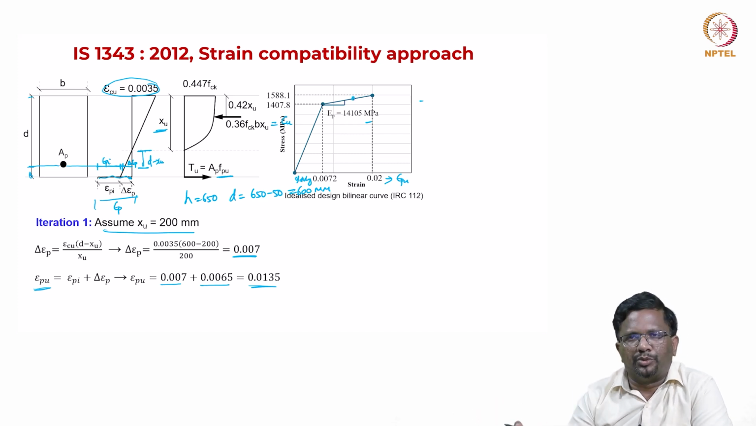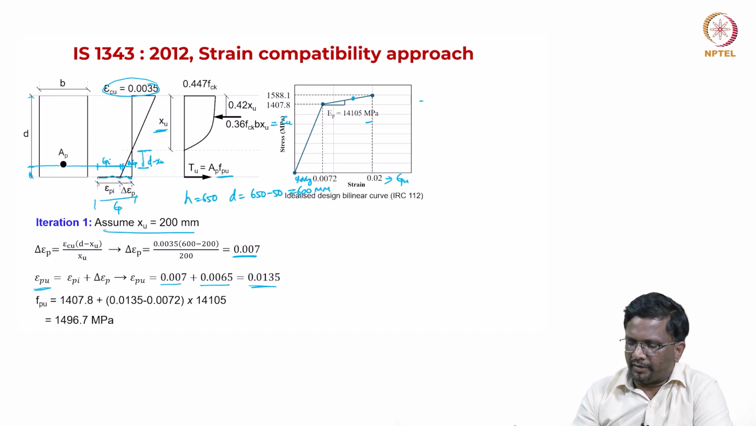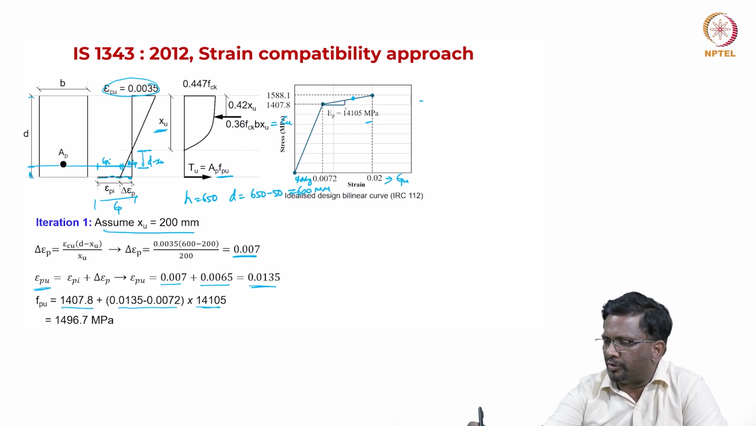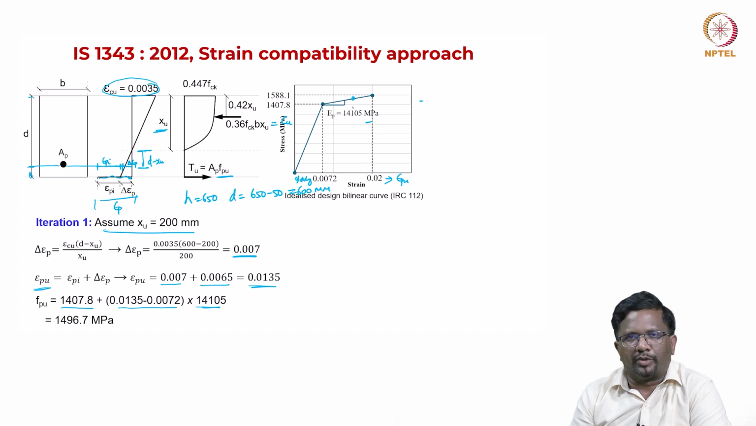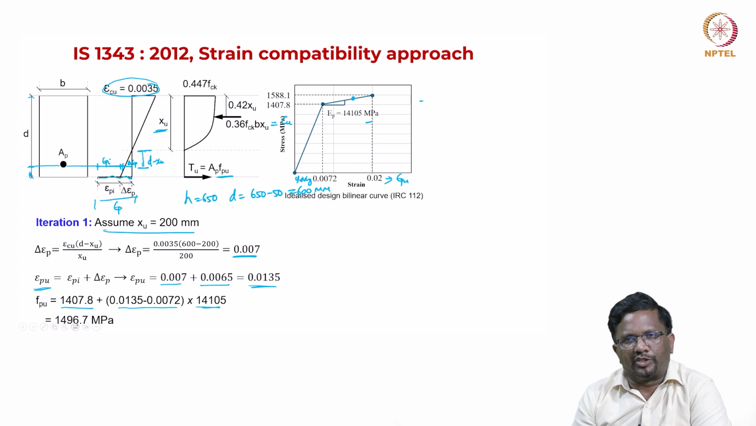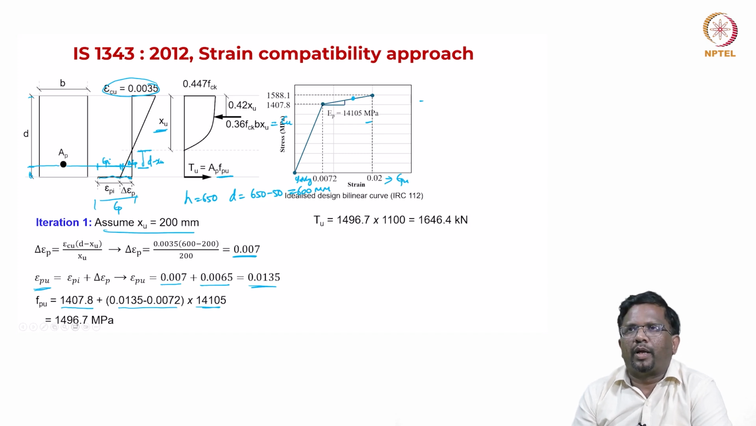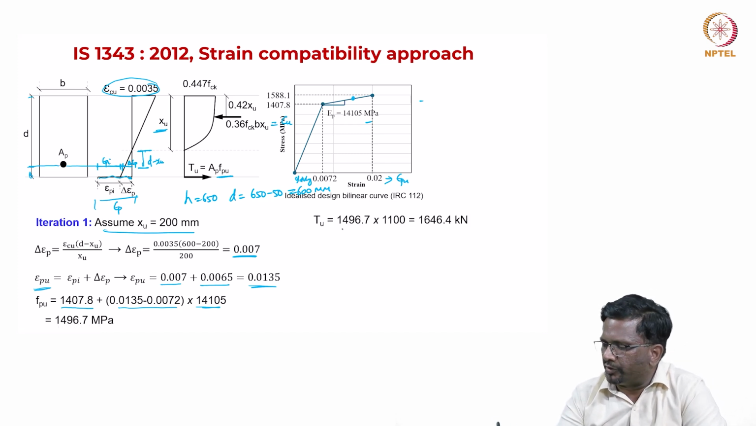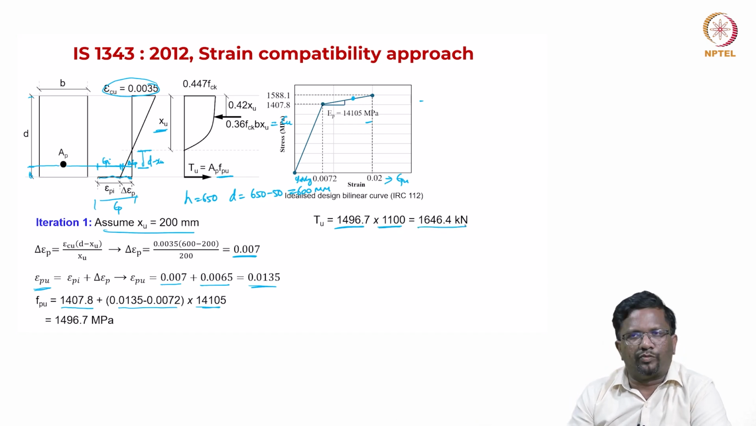For that you can use this constant equation, you can find out what the values are, right. So, for this strain my stress is 1407.8 plus the difference multiplied by this elastic slope, which is 1405 megapascal. So, you substitute that, you get a stress of 1496.7 megapascal, right. Now, what is the tension force? Tension force is Fp multiplied by the area, which gives me 1646.4 kilonewton.